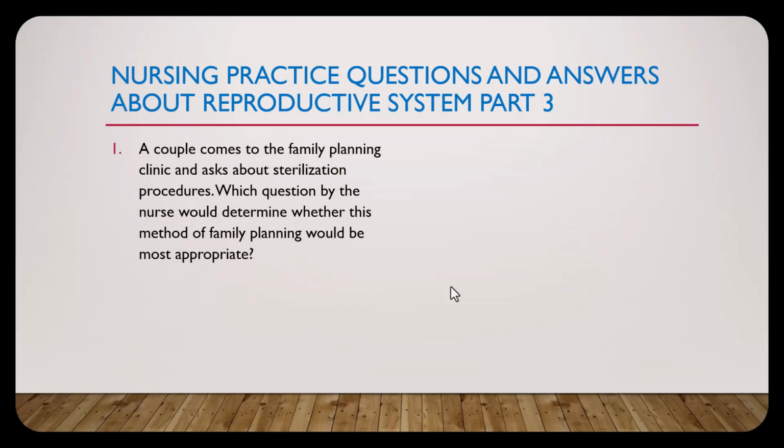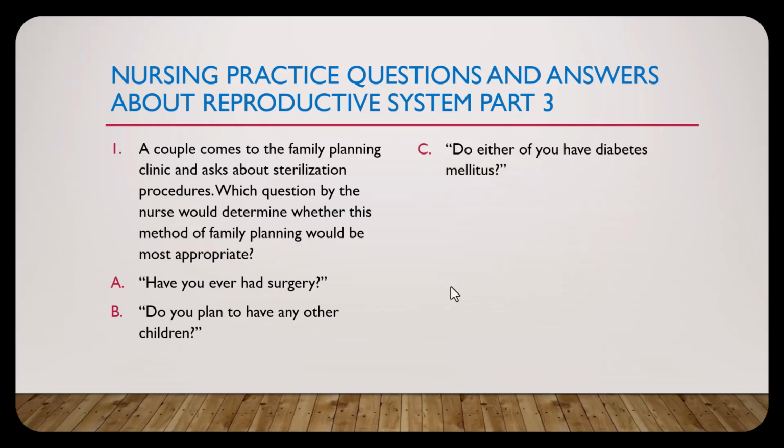A couple comes to the family planning clinic and asks about sterilization procedures. Which question by the nurse will determine whether this method of family planning will be most appropriate? So these are the options. Option A, have you ever had surgery? Option B, do you plan to have any other children? Option C, do either of you have diabetes mellitus? Option D, do either of you have problems with high blood pressure?